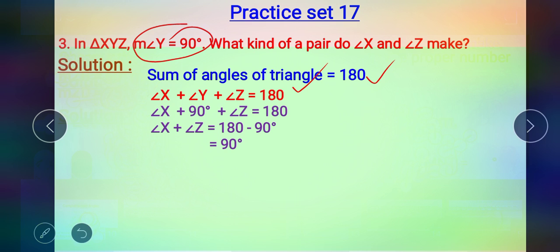Now I'll change the side of this 90. Here 90 is addition; when you change the side, it becomes subtraction, so plus 90 will become minus 90. When you subtract 180 minus 90, you get 90. So x plus z is equal to 90 degrees. Their addition is 90 degrees, so we can say the two angles are complementary angles. Here angles x and z are complementary angles, students.